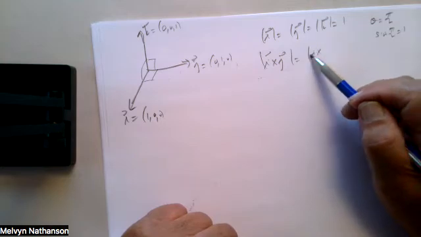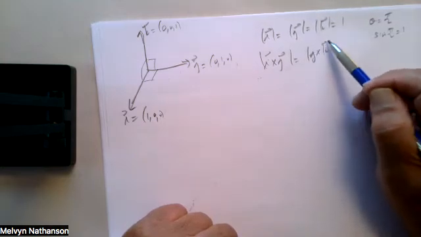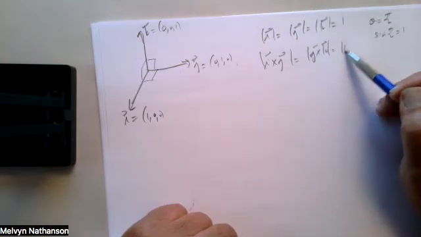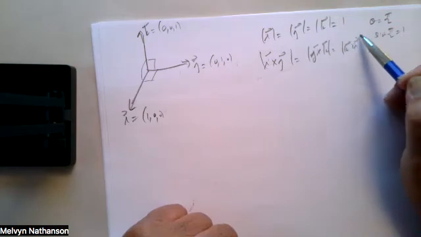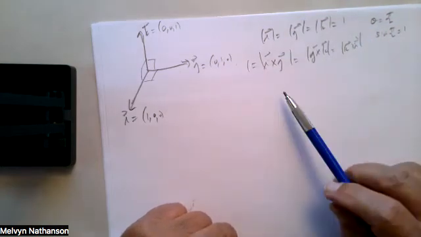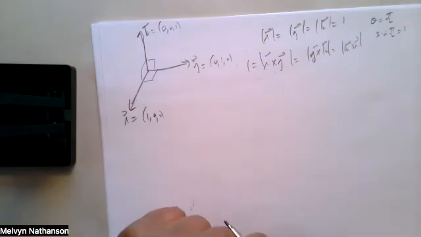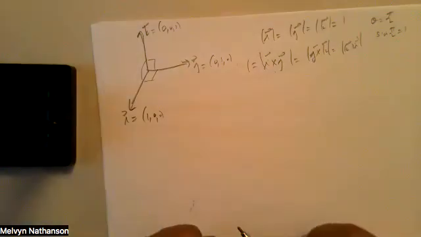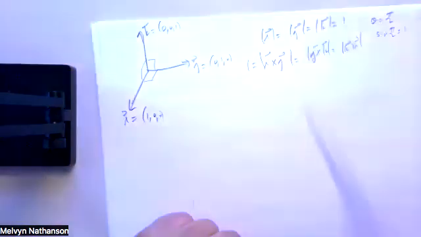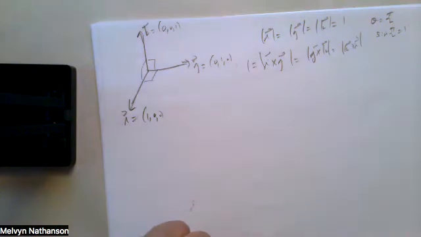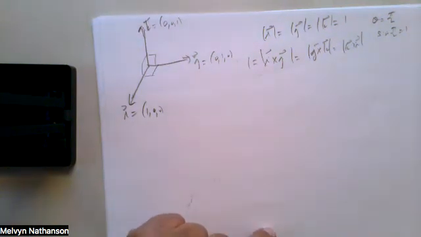Anyway, this is i cross j, j cross k, and k cross i. These all have length 1, because it's the product of the lengths times the sine. You get 1 times 1 times 1. So all three of these cross products have length 1. Question is, what direction do they point in?